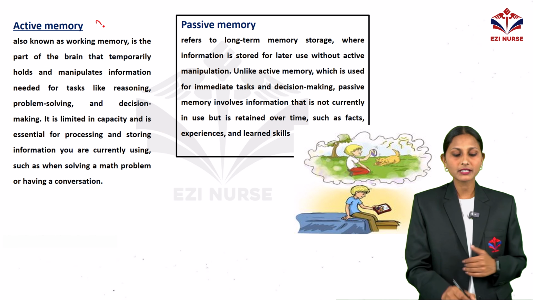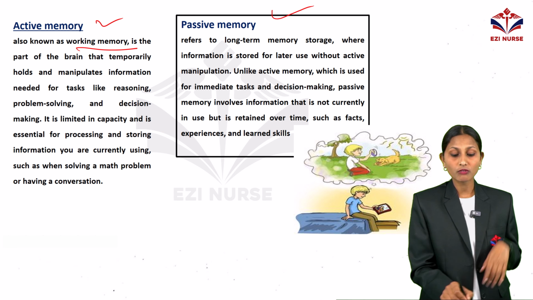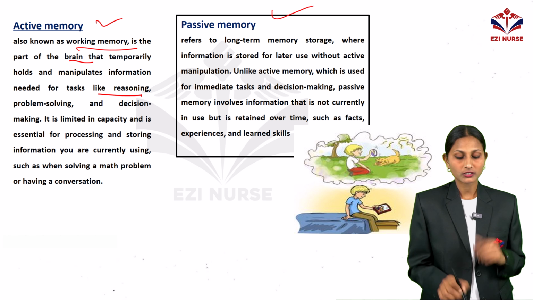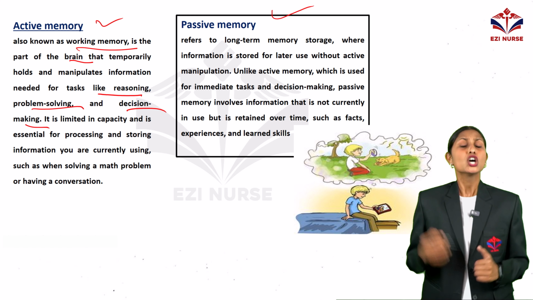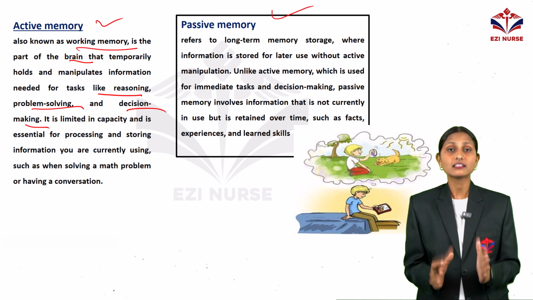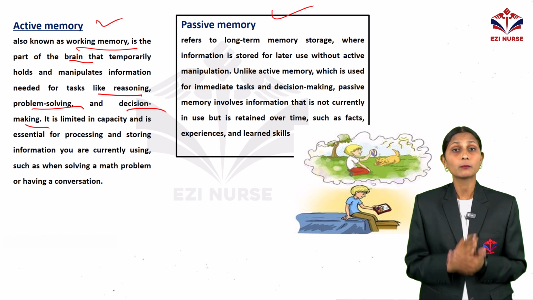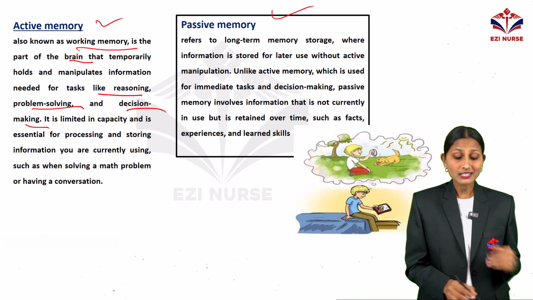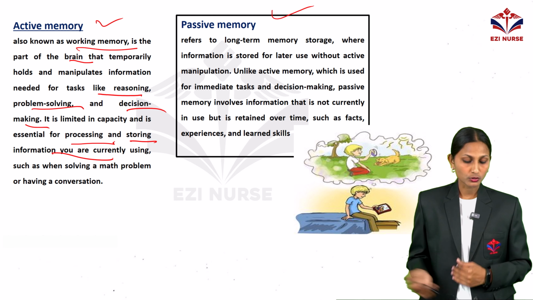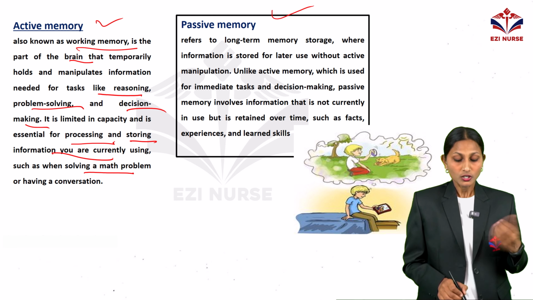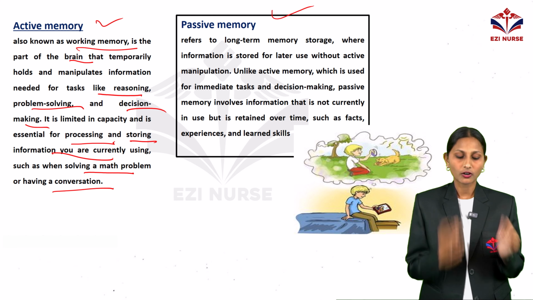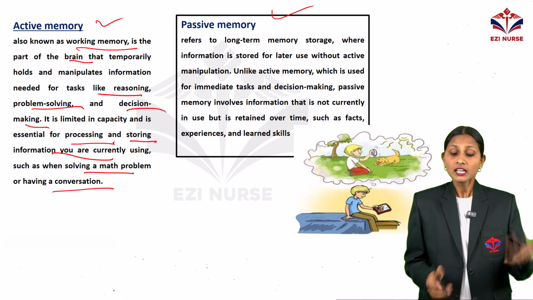Next one is the active memory and passive memory. So active memory is a working memory. It is a part of our brain that temporarily holds and manipulates information needed for tasks like reasoning, problem solving, decision making. So with the help of active memory, you can do certain things such as decision making, and you can solve any problem. It is limited in capacity and is essential for processing information you are currently using, such as when you solve a math problem. So solving a problem or having a conversation, these things are performed because of what? Active memory.